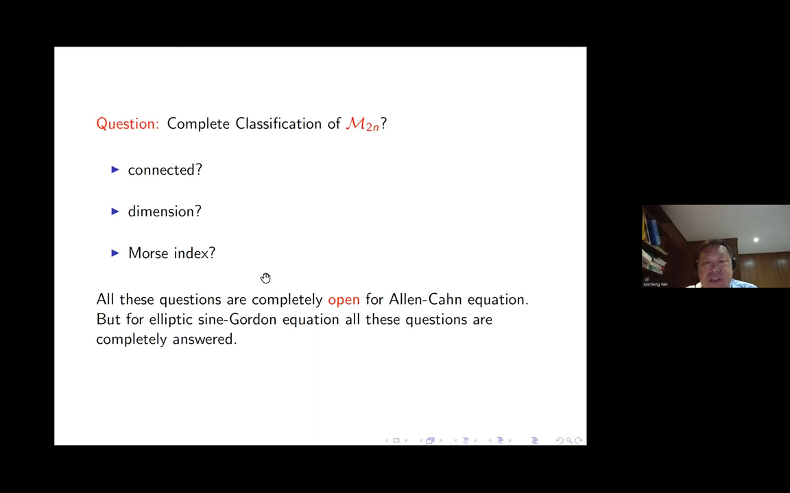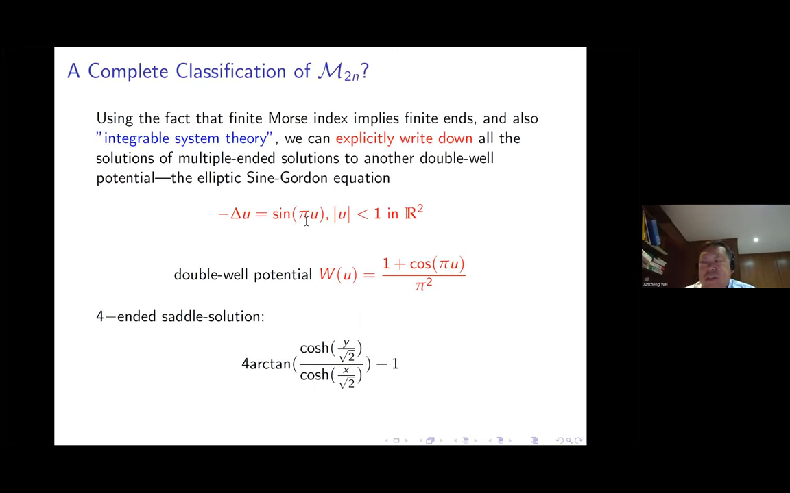So what is sine-Gordon? It means you change u minus u cubed to sine pi u. So if you change, this is a double-well potential. And for this double-well potential, using integrable system theory, it turns out that we can write down all solutions to this problem with a finite end.